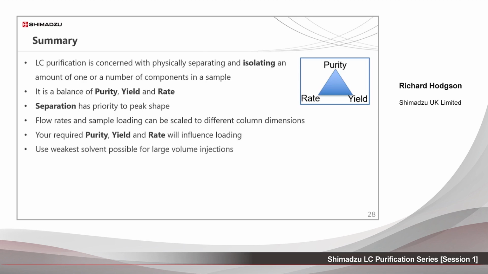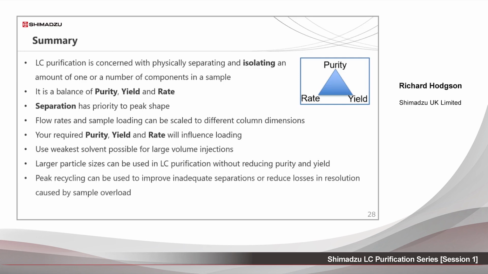Use the weakest solvent possible for large volume injections. Larger particle sizes can be used in preparative LC. Peak recycling can be used to improve inadequate separations or reduce losses in resolution caused by sample overload. And fraction concentration and desalting can save time and resources downstream.